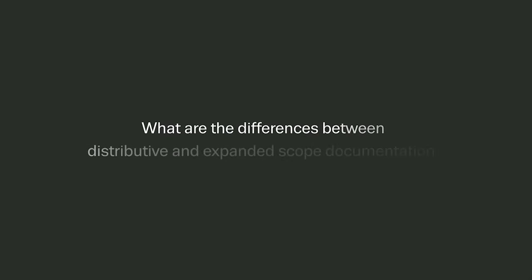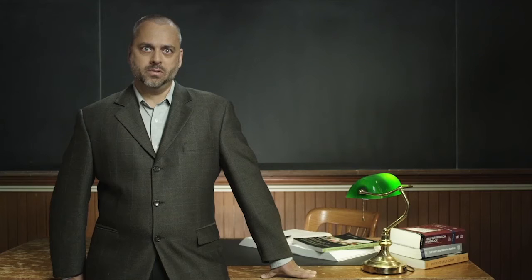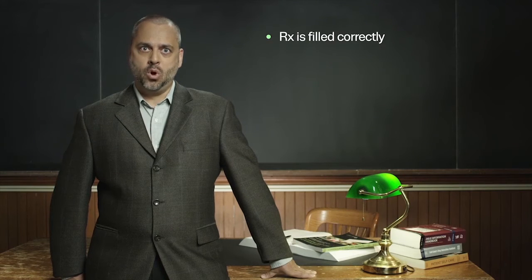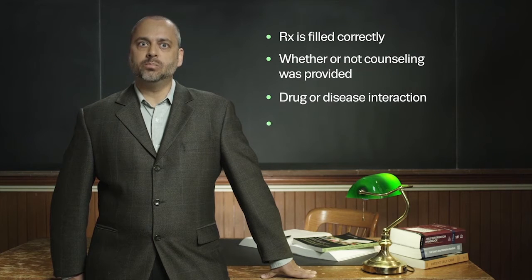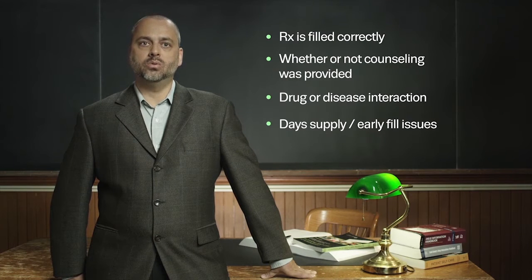What are the differences between distributive and expanded scope documentation? Most documentation that takes place within a pharmacy is related to either a prescription or to inventory reconciliation. When it comes to prescriptions, a pharmacist signs off on the following on the hard copy: that the prescription was filled correctly, whether or not counseling was provided, if there were drug or disease interactions and how they were addressed, and appropriateness of drug therapy, including drug strength, directions, day supply, early fill or late fill issues.